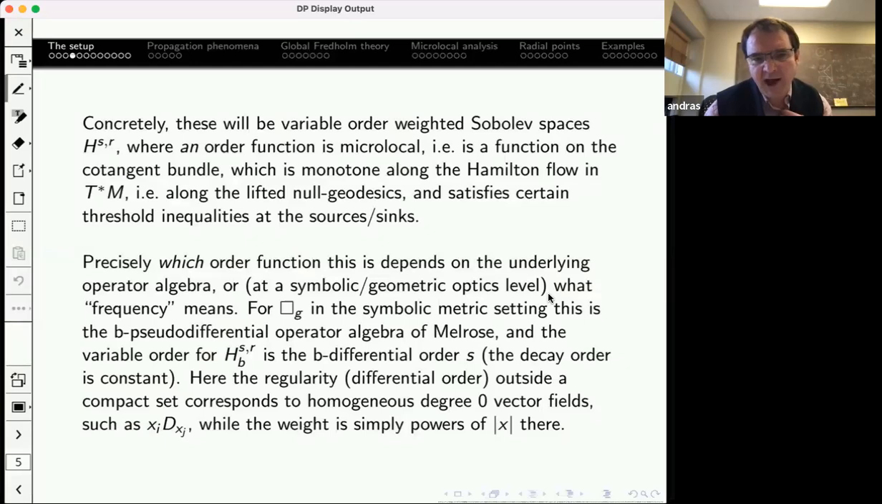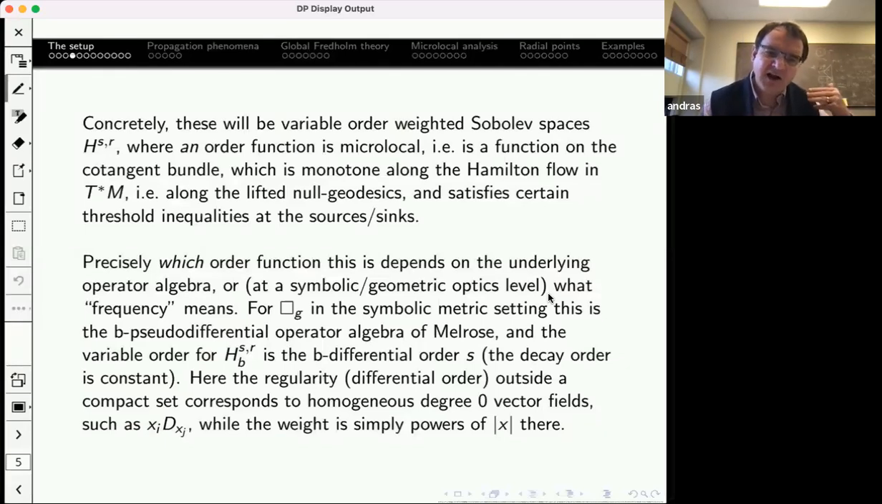What will happen is that one of the orders will actually not just be a number, but a function. It will be a function on phase space, the cotangent space, and it is going to be monotone along the Hamilton flow, namely along the lifted null geodesics, the null geodesics in phase space, and will satisfy certain conditions.